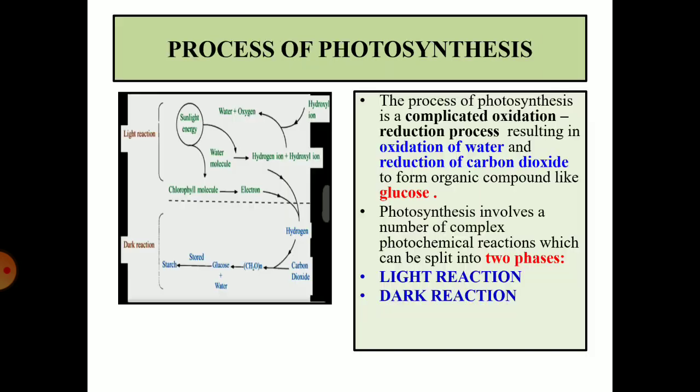Next, we come to the process of photosynthesis. The process of photosynthesis is a complicated oxidation reduction process resulting in oxidation of water and reduction of carbon dioxide in the form of organic substance called glucose. Photosynthesis involves a number of complex photochemical reactions which can be split into two phases, the light reaction and the dark reaction. Now let us study these reactions in detail.